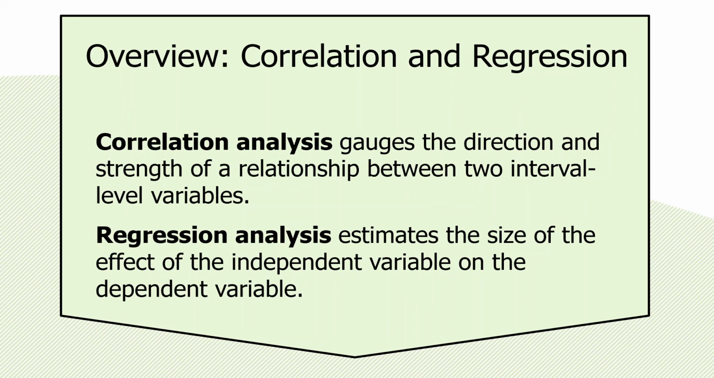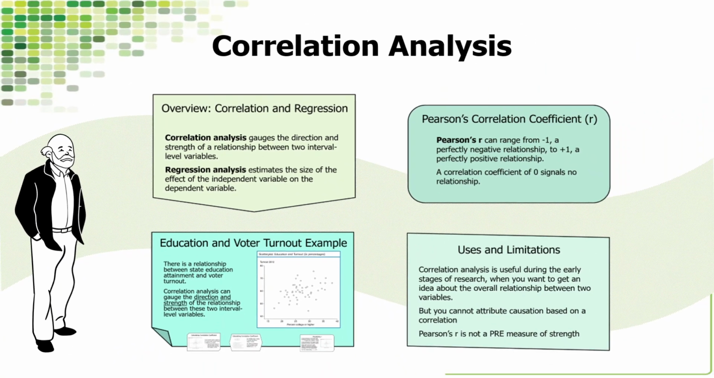Regression, which will be addressed in future screencasts, produces a statistic, the regression coefficient, that estimates the size of the effect of the independent variable on the dependent variable. It also produces other useful statistics. Let's talk about Pearson's r here.